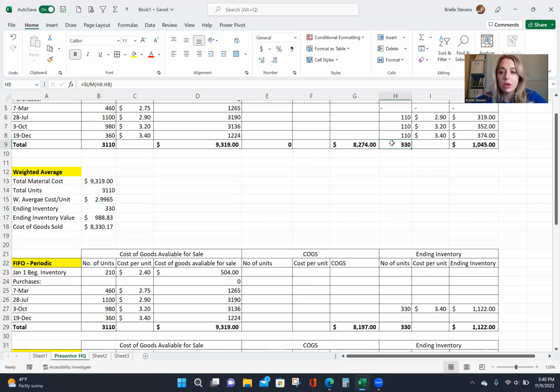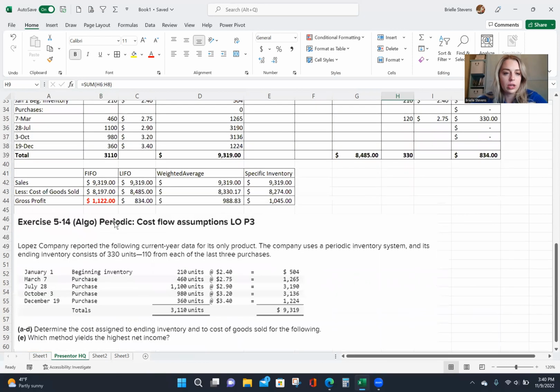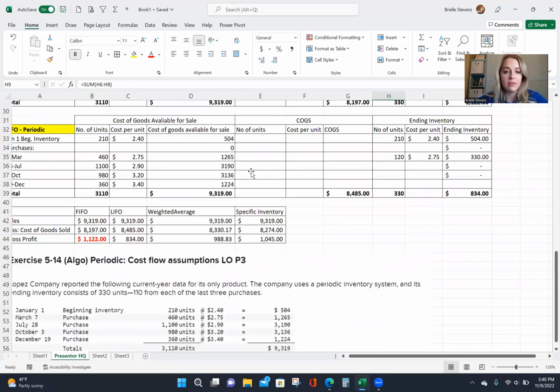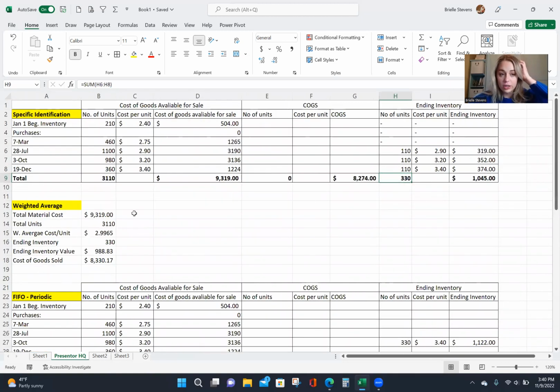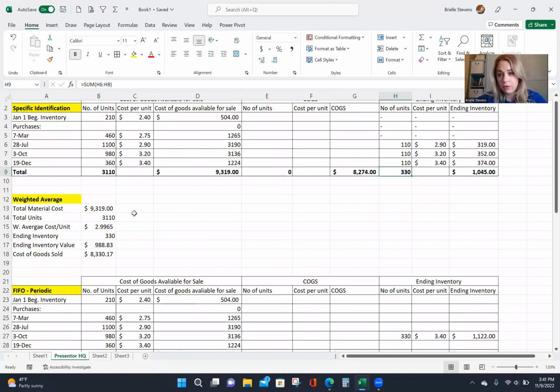It's the exact same, given from this problem right here, ending inventory 330 units. That 110 piece is only for specific inventory, specific identification. We don't need that for weighted inventory, but we do still need to know our ending inventory, which will always be 330. Okay, hopefully that makes sense.